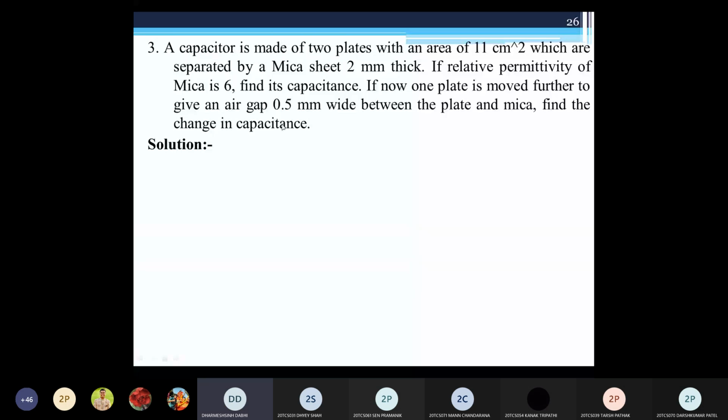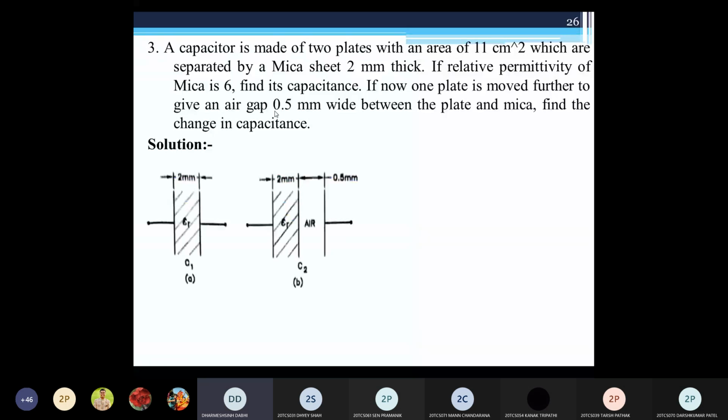Clear? So first you find the capacitance C1, which has only mica between the two conducting plates, and then find C2, the second capacitance value, which has two dielectric media, mica as well as the air gap. All of you understand this? You can see here in the figure, first we have only one dielectric medium, mica, which has a 2 millimeter thickness. So that gives the value of capacitance C1. So you first find C1.